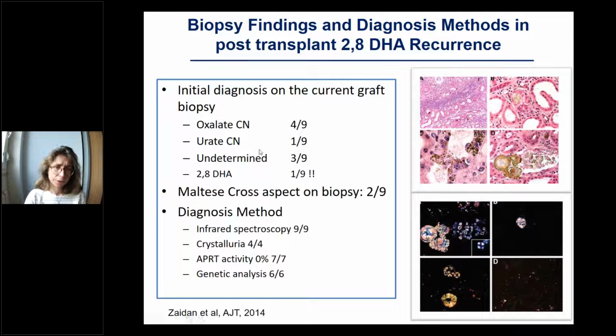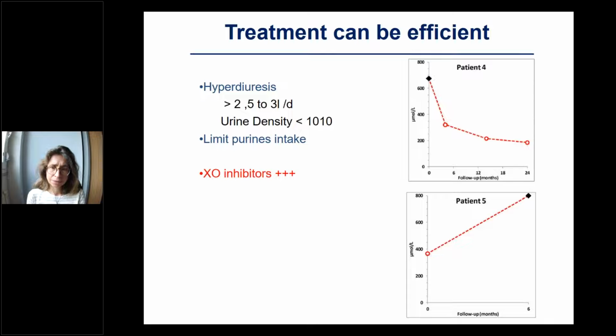Of course, they usually think of oxalate nephropathy, but if it's not oxalate, they should think of this other diagnosis. And once again, if you have the diagnosis, you will be able to treat the patients. The evolution of the patients was different from one to another, but some improved. In this patient, you can see that there was a very severe kidney disease with very high creatinine at diagnosis.